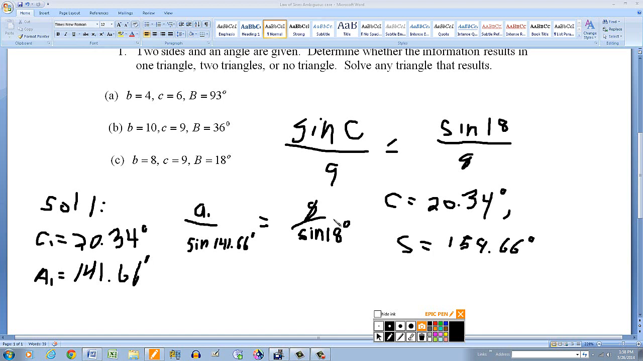So now you use your calculator. Just to save us some time here, you would take 8 divided by the sine of 18 degrees. Make sure your calculator's in degree mode. 8 divided by the sine of 18 degrees, and then multiply that by the sine of 141.66, and you'll get that A1 is equal to 16.06.